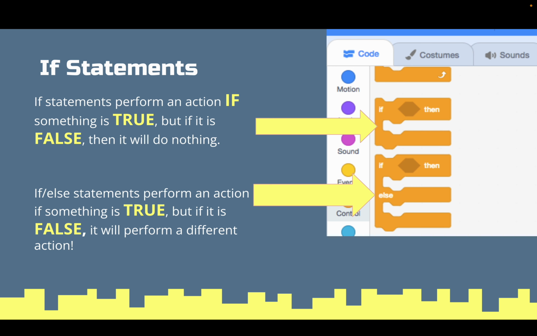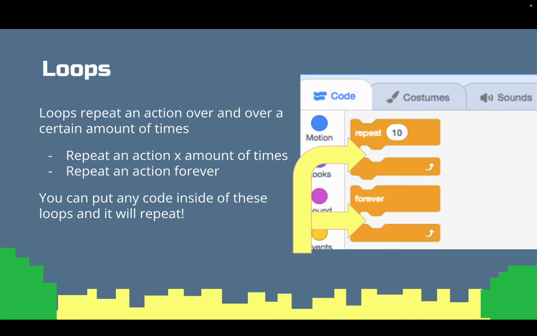But then we can also use if statements if we don't want to do something if our condition is not met. Okay, next we have loops. So loops repeat an action over and over a certain amount of times. This can either be for a set amount of times or forever.